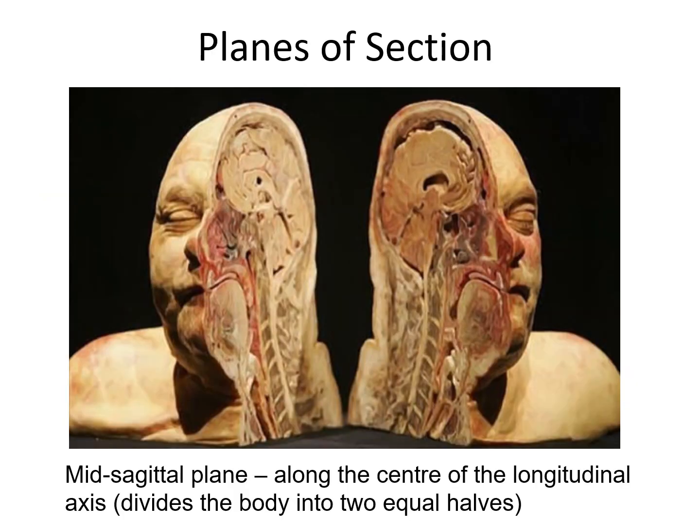So here we have an unfortunate individual that's being sectioned mid-sagittally, a cadaver, fortunately. So we've got the head and shoulders of a cadaver, and it's being sectioned right down the middle through the nose along the mid-sagittal plane. And in humans and other bilaterally symmetrical animals, the mid-sagittal plane is the only plane of section that will give us two equal halves.